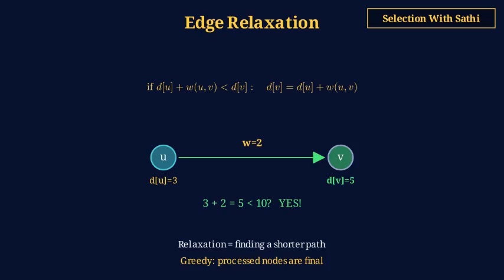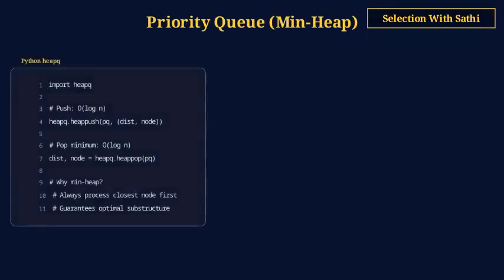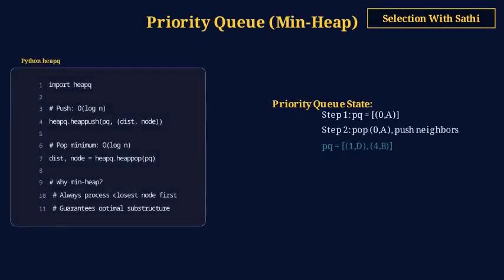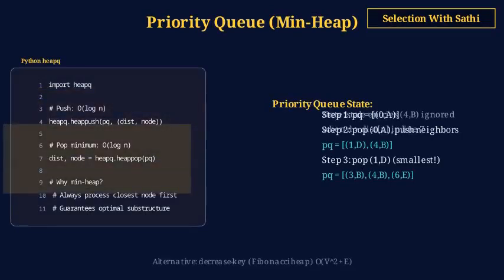Relaxation happens at most E times total across all nodes. Each relaxation involves one heap push, giving O(E log V) total. Let us analyze the time complexity carefully. Each vertex is extracted from the heap at most once when it is finalized. That gives V heap pops, each O(log V), total O(V log V).